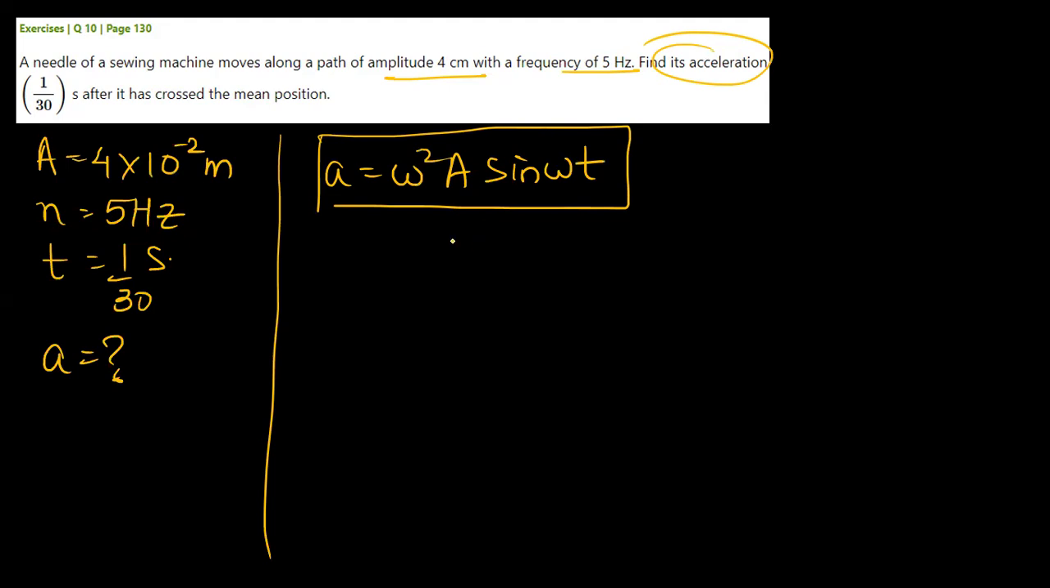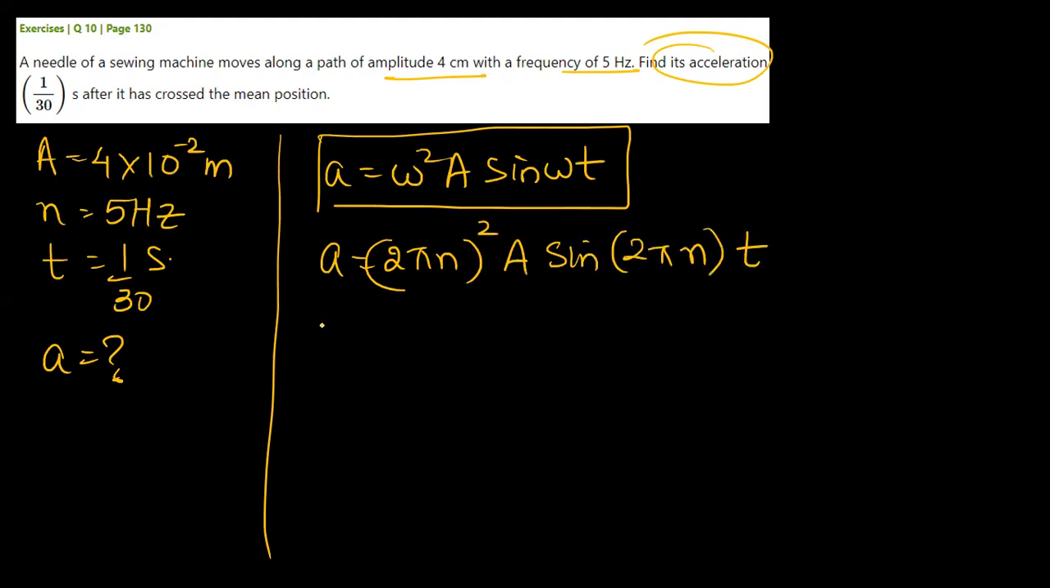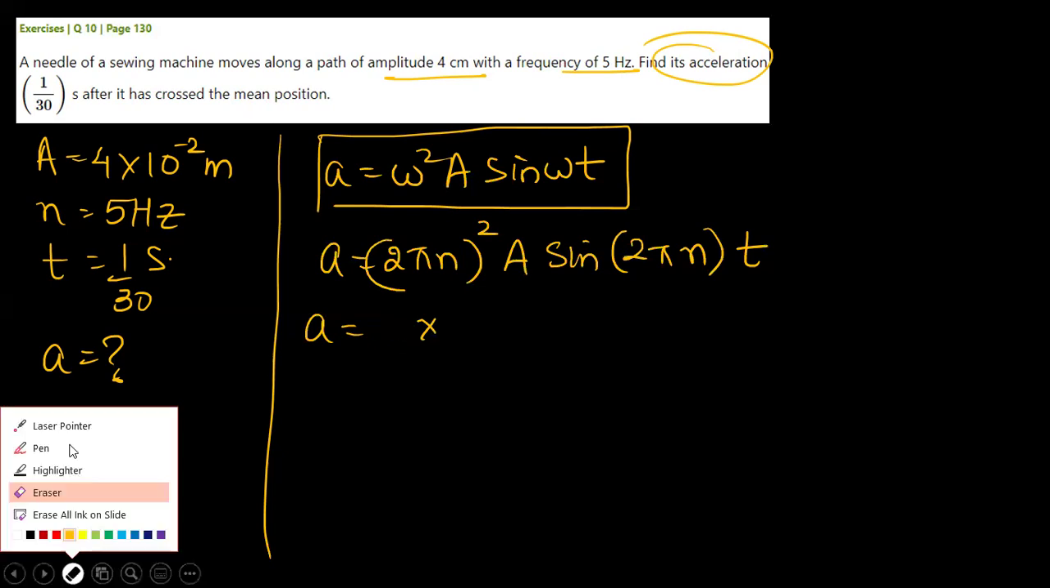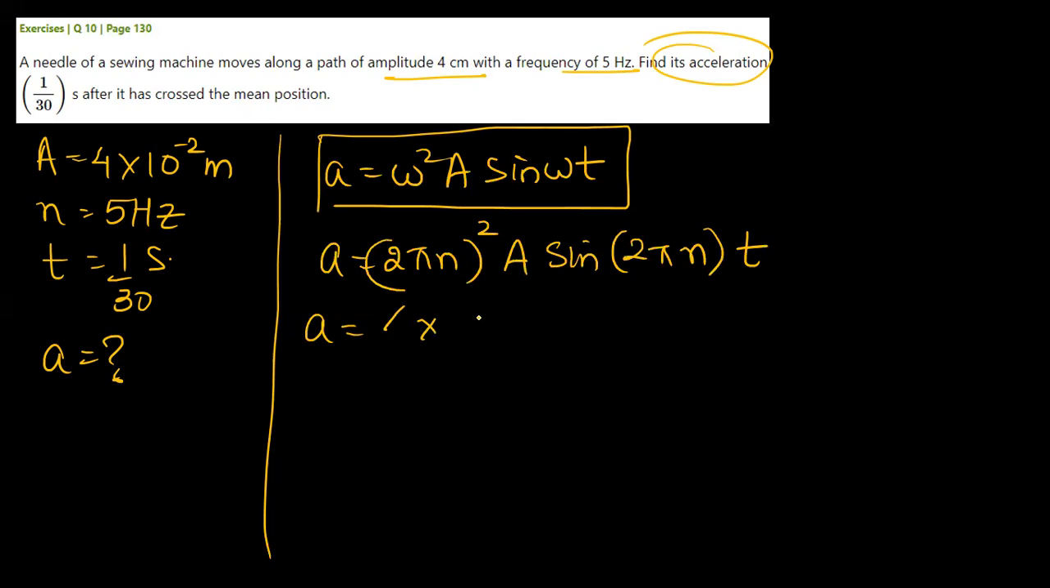So A will be equal to omega square. Omega is not given, so we can write omega as 2 pi n, giving (2 pi n) square into A into sine 2 pi n t. If I open the brackets and square this term, it becomes 4 pi square n square A sine 2 pi n t.